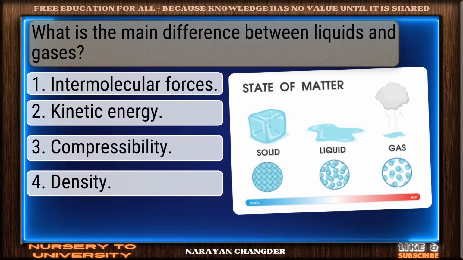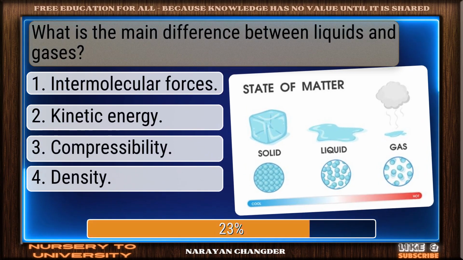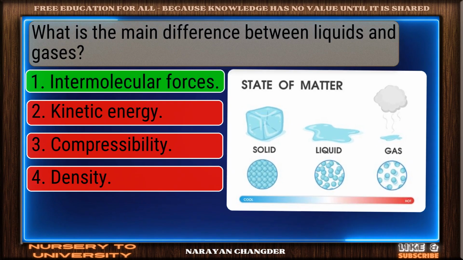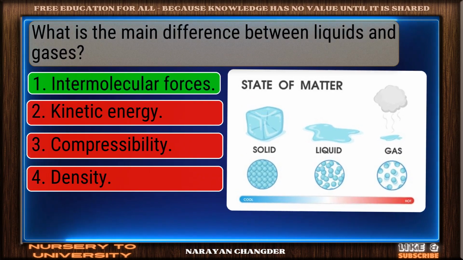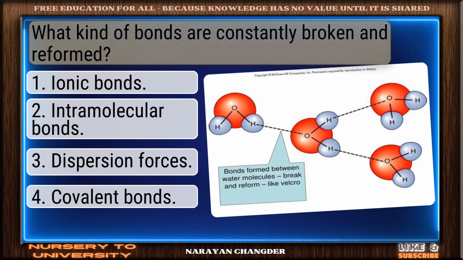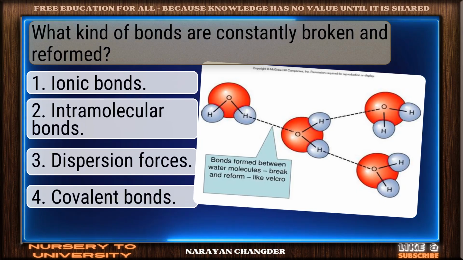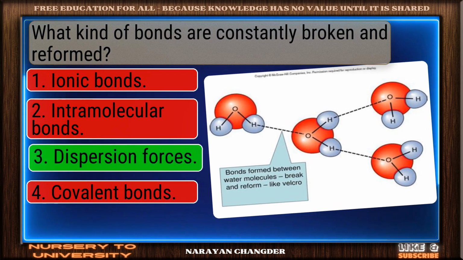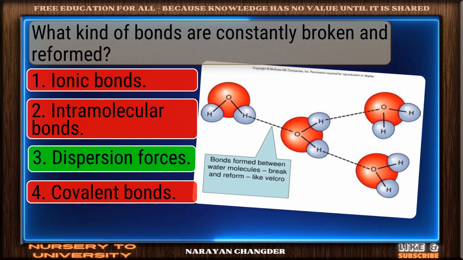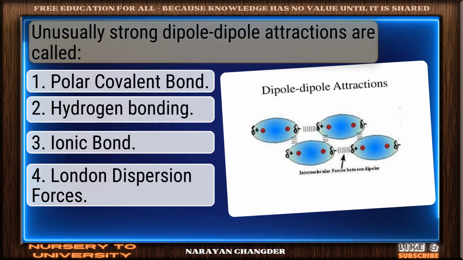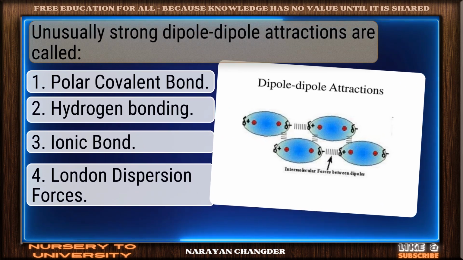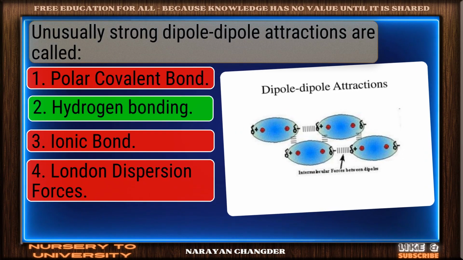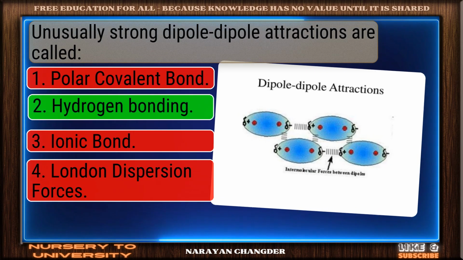What is the main difference between liquids and gases? You chose intermolecular forces, and it is correct. What kind of bonds are constantly broken and reformed? Great thinking. Dispersion forces is the right choice. Unusually strong dipole-dipole attractions are called. Well reasoned. Hydrogen bonding is the correct choice.